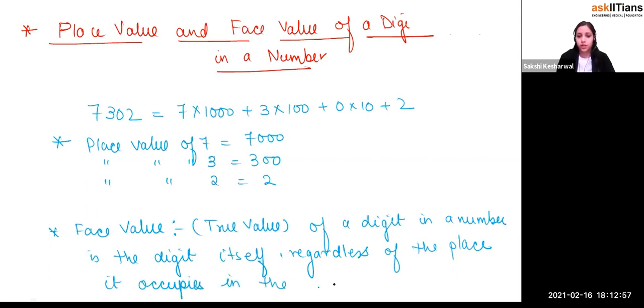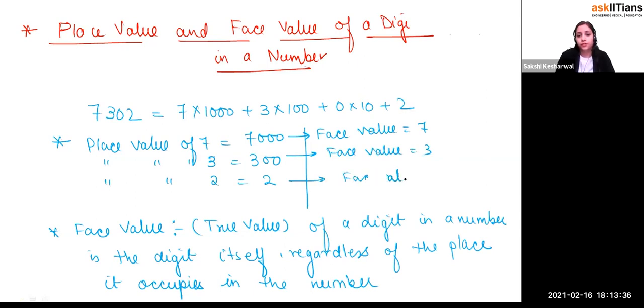In a number, right? So if I ask what is the place value of 7, the place value of 7 over here is 7,000. Now I'll ask what is the face value of 7. It's the digit itself regardless of the place it is occupying, so the face value will be just 7. What is the place value of 3 over here? It is 300. And what is the face value of 3? It's 3 only, right? So that's the difference. The face value is the true value, which is equal to 3, and the face value of 2 over here is 2, right?